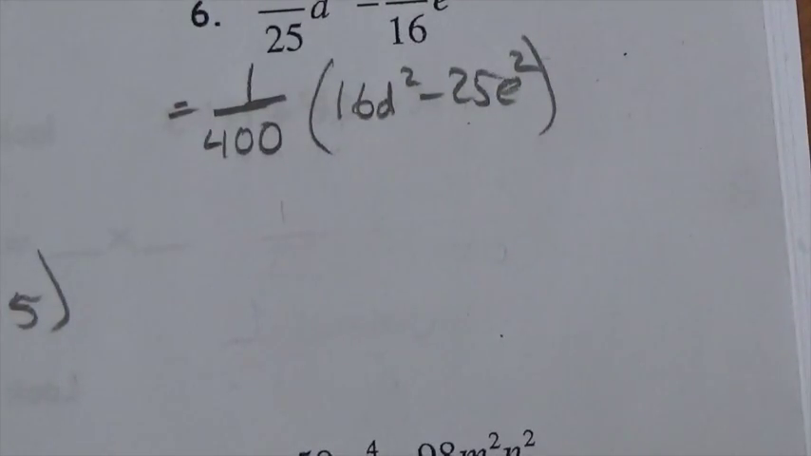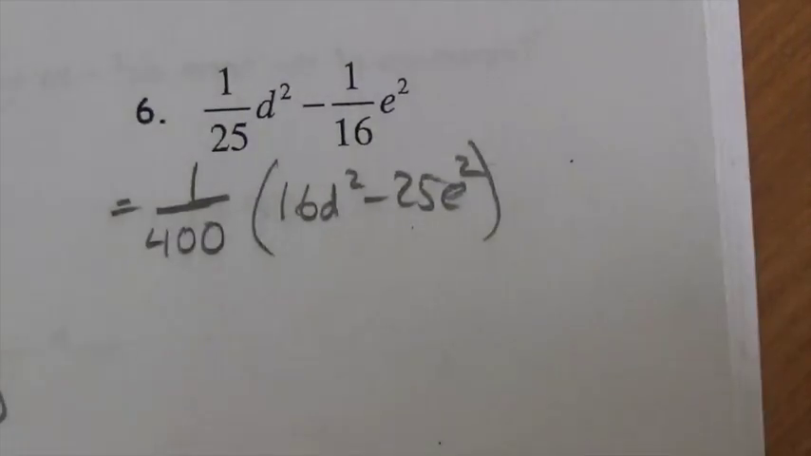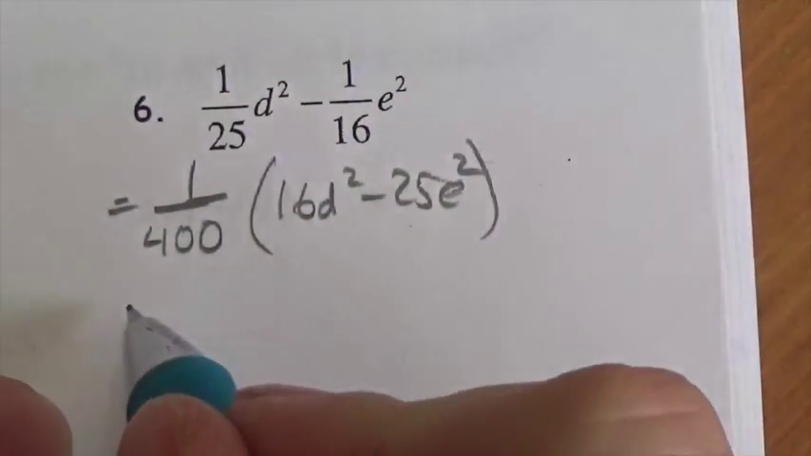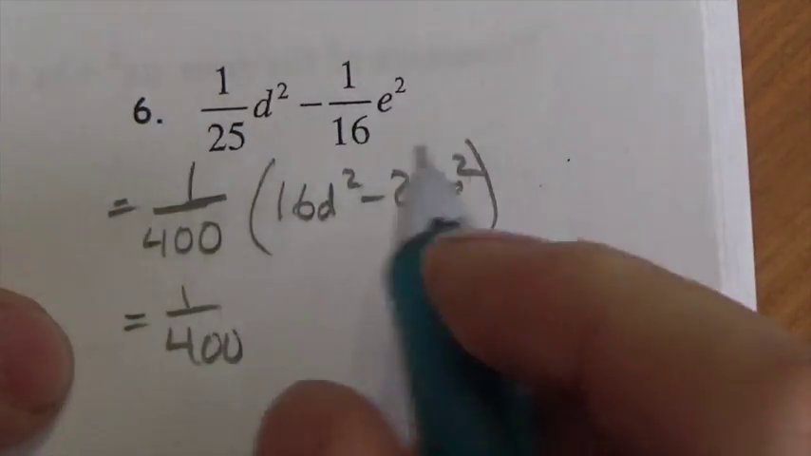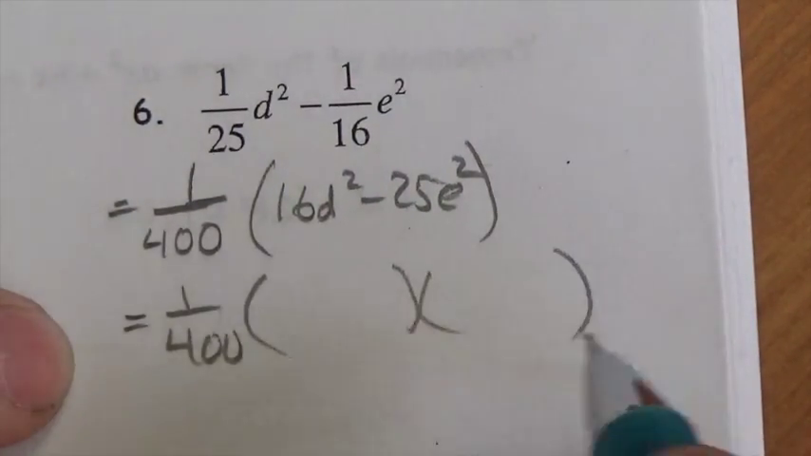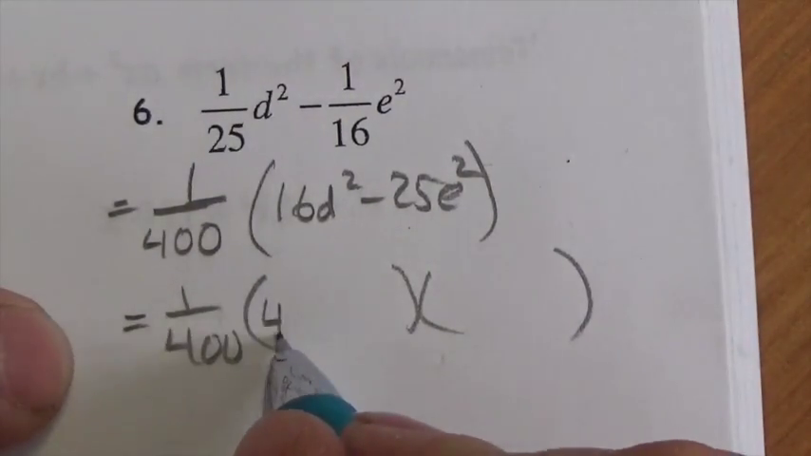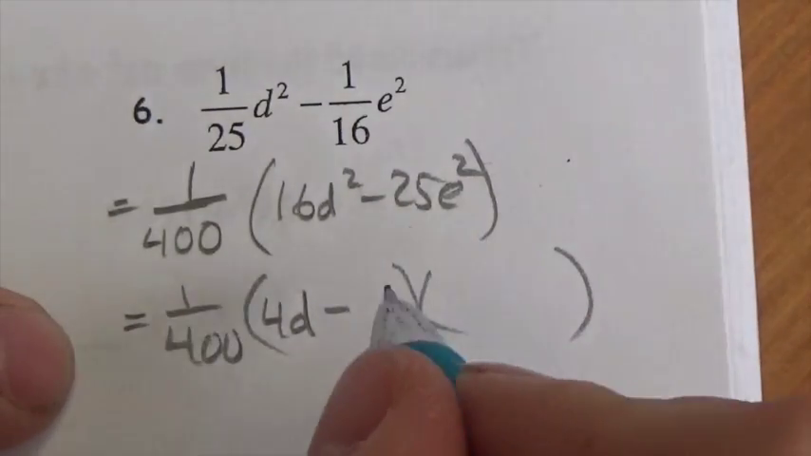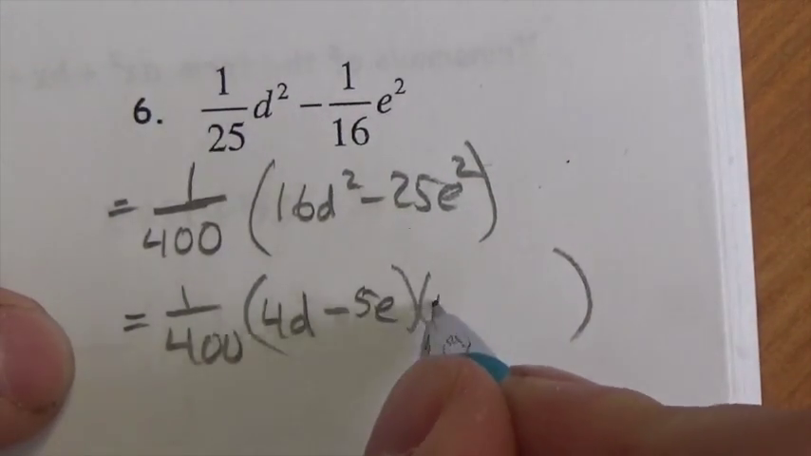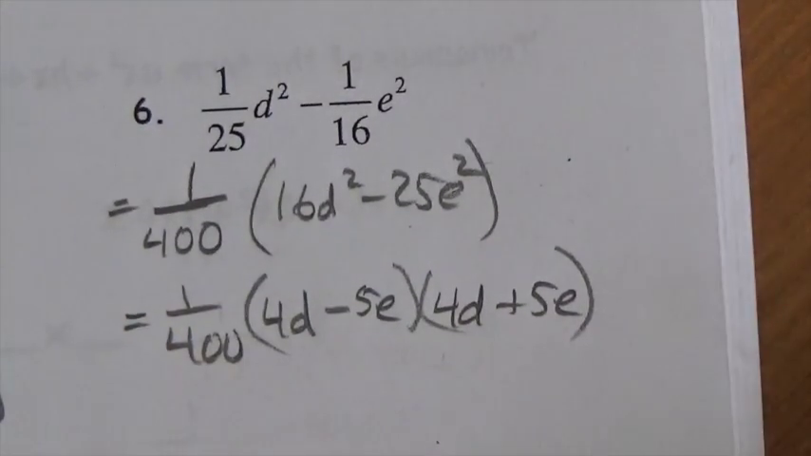Most of us are not super comfortable with fractions. So whenever you see them pop up, just take a moment, take a breath, and make sure you're doing things properly. So this is still going to be 1 over 400, but now this is a fair bit easier to break apart into its two factors. The square root of 16d squared will be 4d, and the square root of 25e squared will be 5e, and so this will become 4d minus 5e times 4d plus 5e. My two conjugates there.